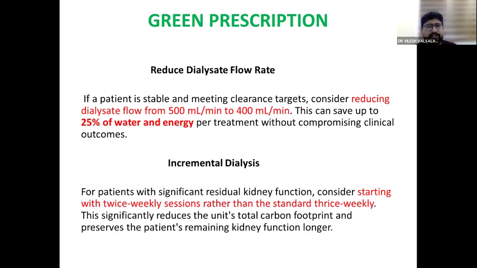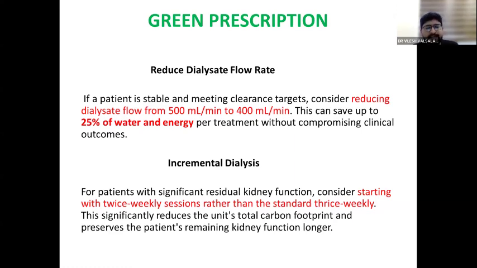Patients whose urea, creatinine, and other biochemical values are fine, who are maintaining the dry weight, who have no other clinical signs of uremia, and who are maintaining a good blood pressure, in these patients you can consider reducing the dialysate flow rate. It is an easy step, just reschedule it to 400 ml per minute, saving around 25% of water and energy.